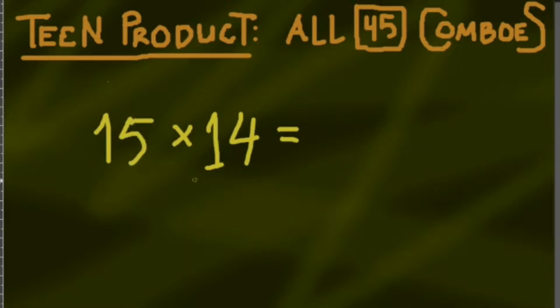15 times 14. This becomes 0 with carryover of 2. 15 plus 4 is 19. 19 plus 2 is 21. So 210. 16 times 14. This becomes 4 in the end. 16 plus 4 becomes 20. 20 plus 2 becomes 22. Then 224.